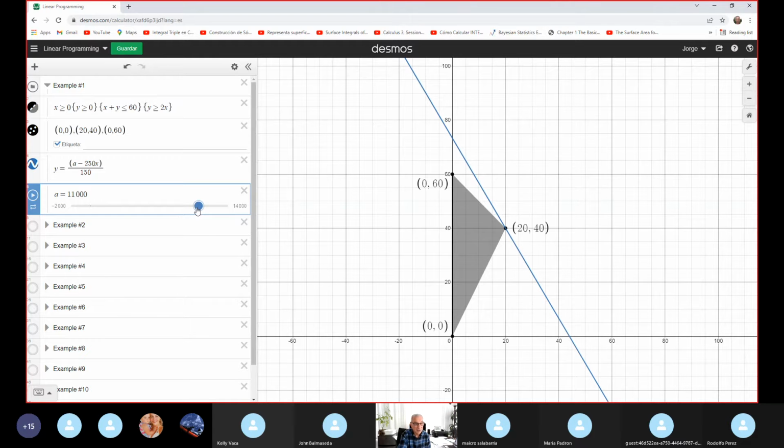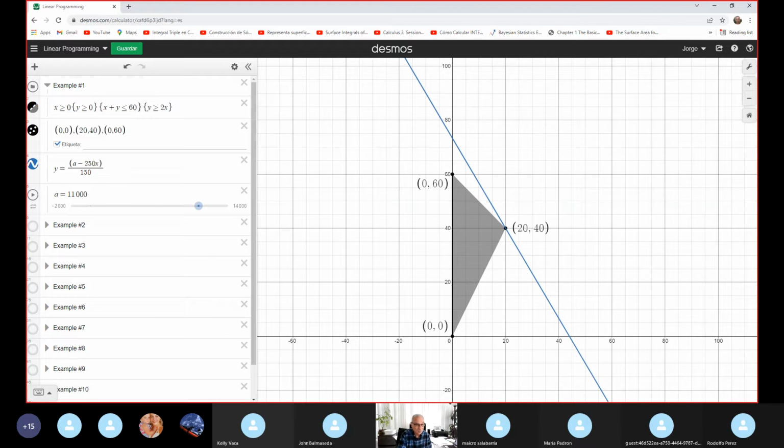Okay, by the way, it is 11,000. And this is the maximum. Okay, it satisfies both conditions. It satisfies the objective function and is inside the feasible region. Okay, let me come back to the whiteboard to illustrate one thing, not necessarily doing it this way by hand.